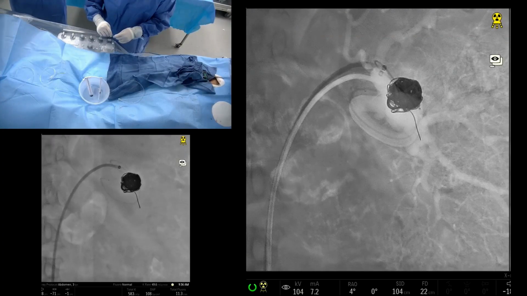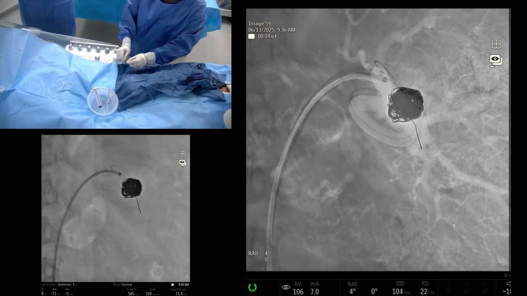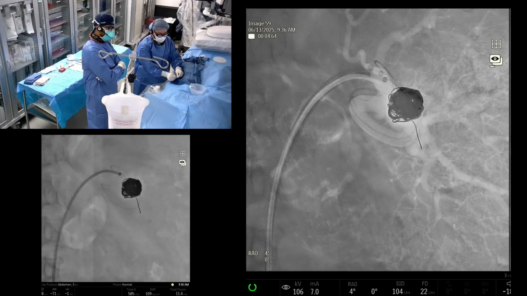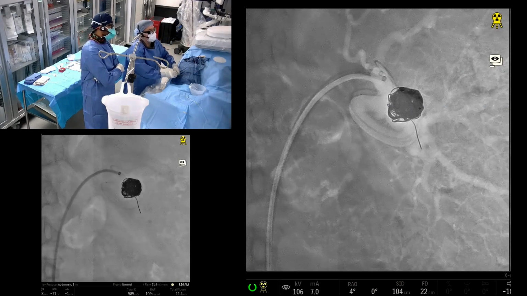Let's go to a long 8. And again, a very simple system of breaking, pulling to detach, and then pulling.